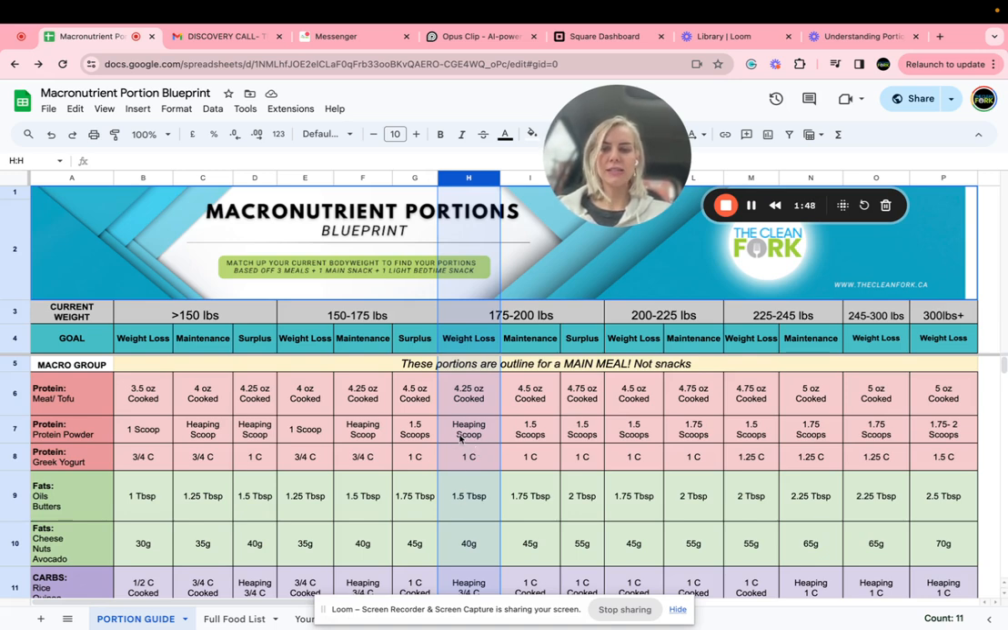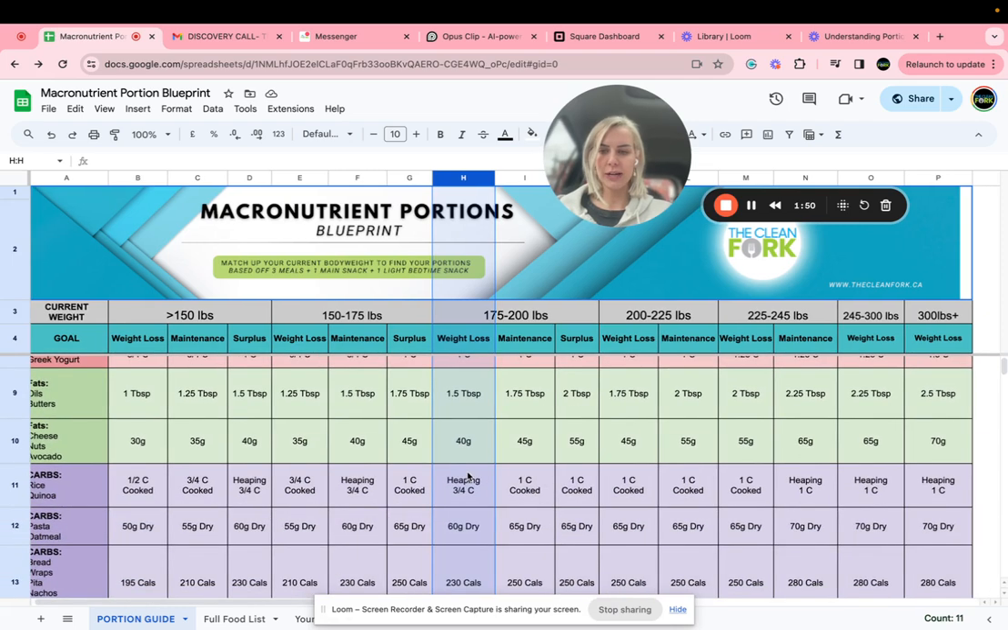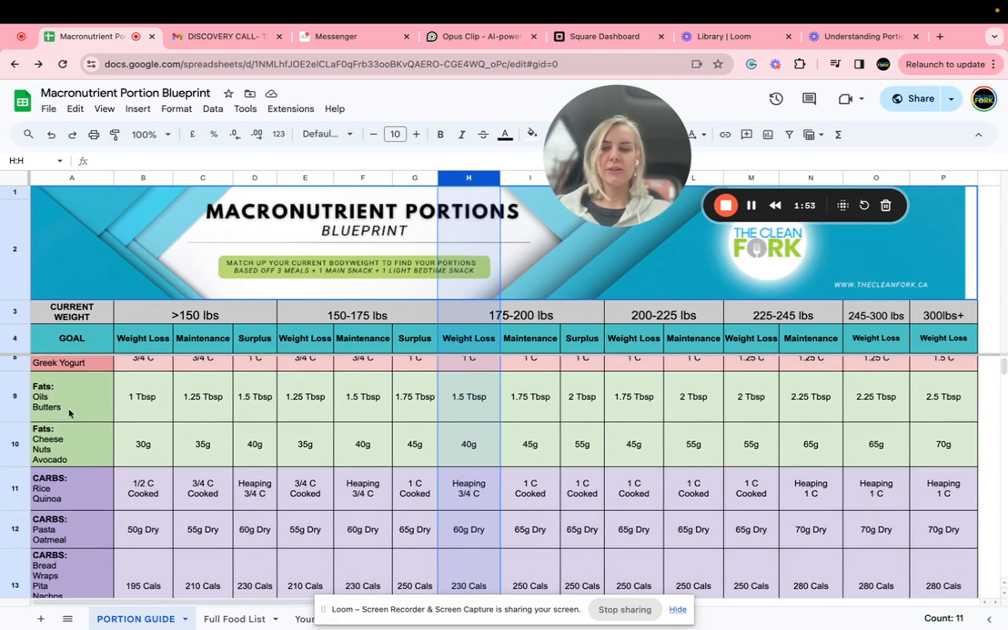Continuing down, now we're in the fats category. I broke it down into oils or butters, which you'll measure in tablespoons. So 1.5 tablespoons of oils or butters. If you're choosing a fat from cheese, nuts, avocado, something like that, then you'll weigh it on the scale in grams. So 40 grams.